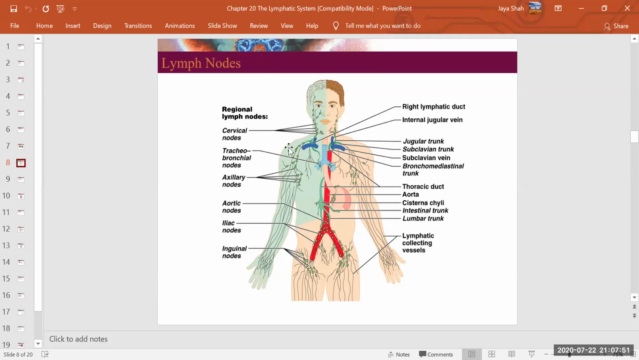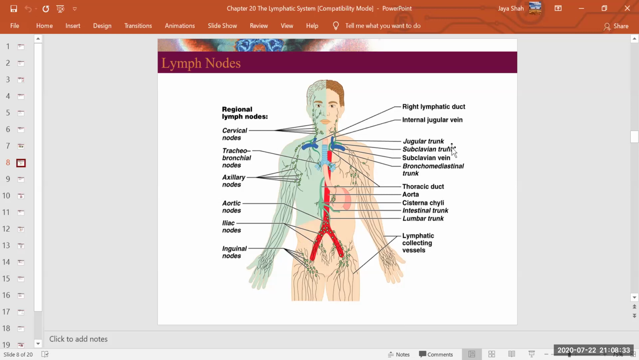And then we have regional lymph nodes. In the cervical region, we have cervical lymph nodes. In the bronchial area, tracheobronchial lymph nodes. In the axilla, axillary lymph nodes. Around the abdominal aorta, aortic nodes. In the iliac region, iliac nodes. In the inguinal region, inguinal nodes. So these nodes collect the tissue fluid and filter it from that region. The inguinal region collects all the fluid from the lower limbs. The axillary region collects all the fluid from the upper limbs and the breast. The cervical region collects from the head region, and so on, okay?